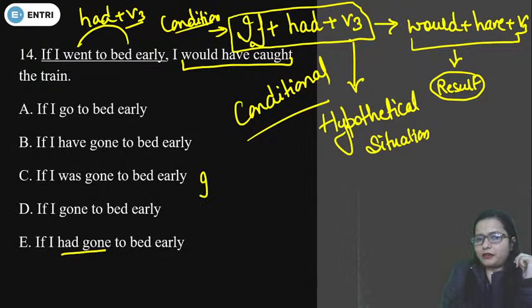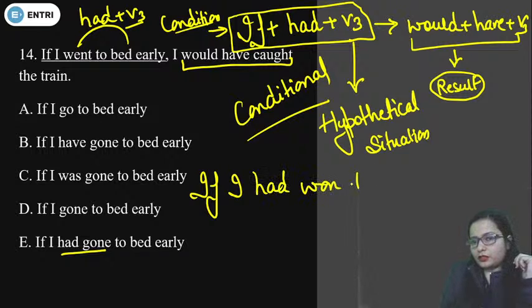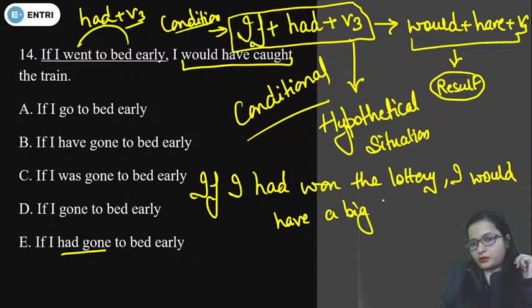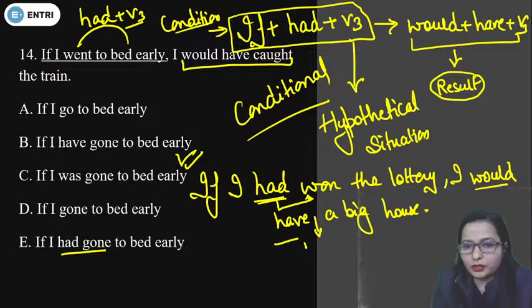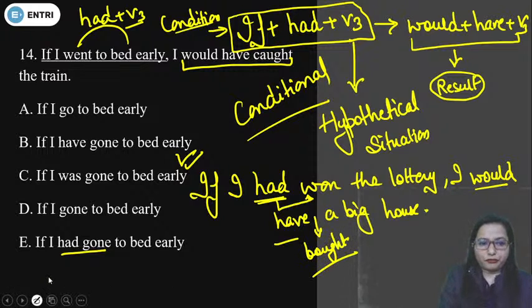Let's say if I say, if I had won the lottery, I would have bought a big house. Okay, so what is the meaning of this statement? Do not say that, ma'am, if we can see had is written here, we have to have v3 and then we have would have. Okay, it should be bought. This is not the complete information.